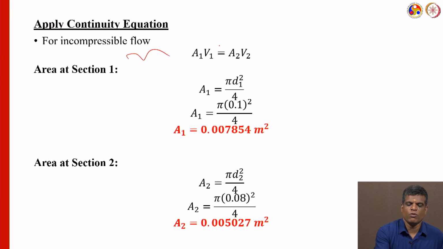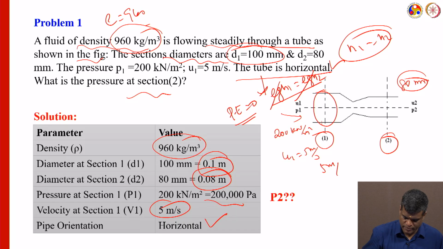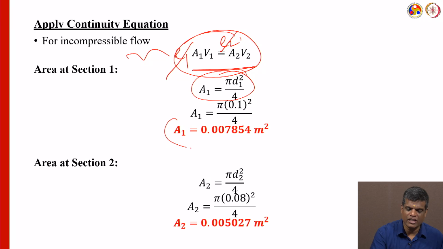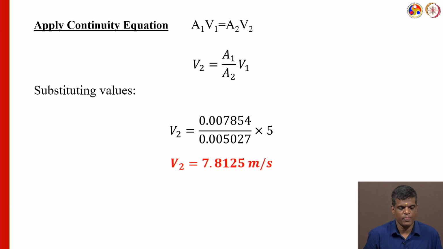For incompressible flow, this is the mass continuity equation we know already: rho 1 A1 V1 equals rho 2 A2 V2. Since both densities are same, only A1 V1 equals A2 V2. A1 is the area, we can write pi D1 square over 4 if it is a circular pipe. The diameter is already given in the problem, 0.1 meter, use that one, get the value of A1. Same way use here, get the value of A2. So both A1 and A2 are done, the areas at section 1 and section 2.